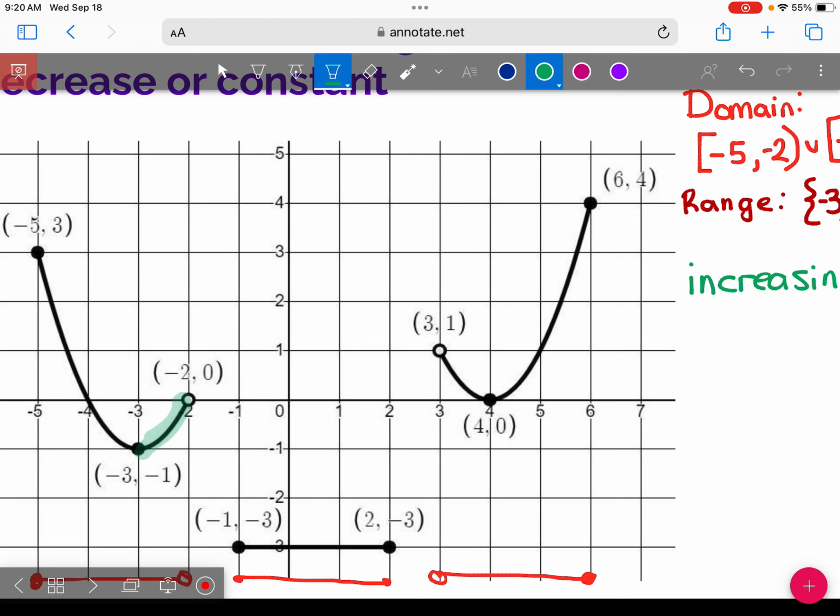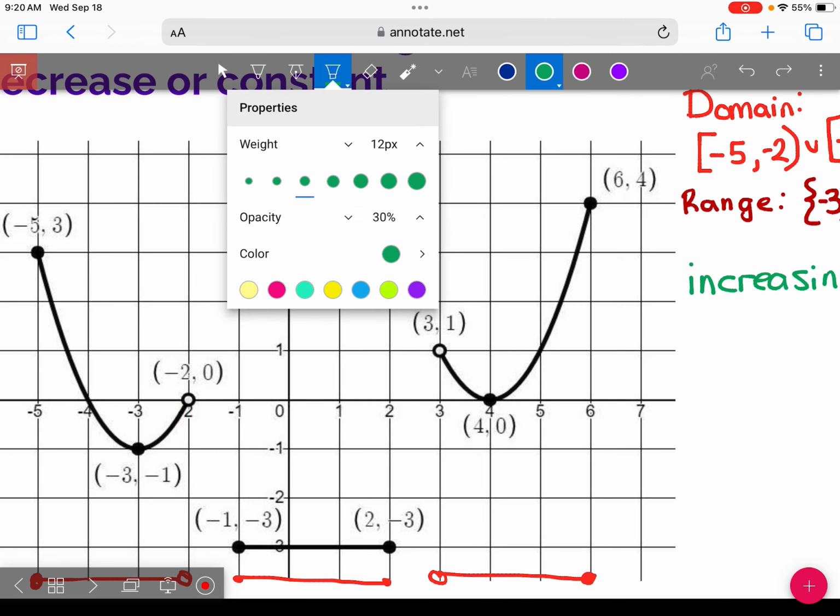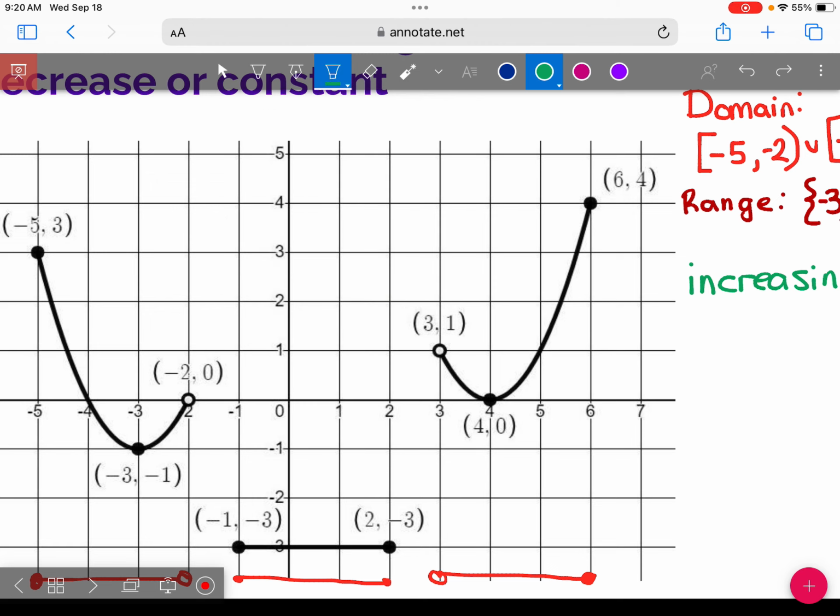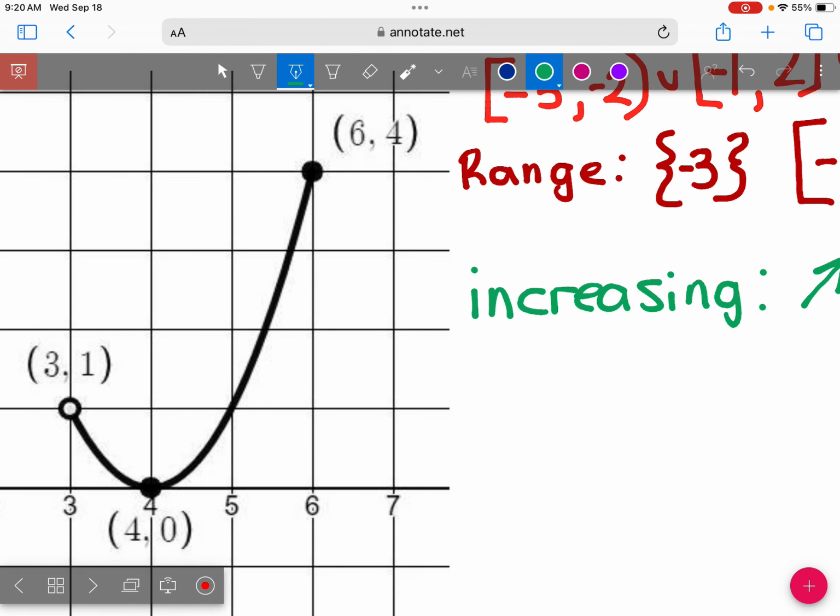When we talk about our intervals, we talk about it in terms of our x's. So we almost never list things in terms of y's, except for range, that's it. So I want to see this interval when it is increasing. Where does it change from decreasing to increasing? What x value? -3. Where does it stop increasing? At -2.